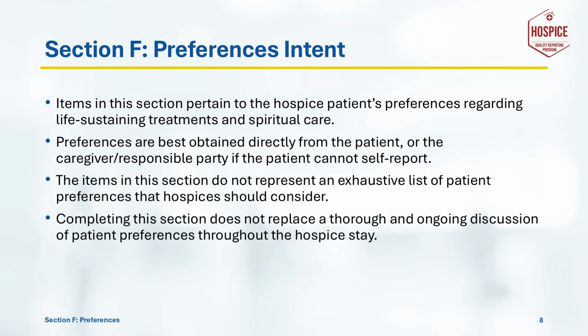The intent of the items in this section pertain to the hospice patient's preferences related to life-sustaining treatments and spiritual care. The best way to learn about these preferences is to elicit them directly from the patient or the caregiver responsible party if the patient is unable to self-report this information. Know that the items in this section don't represent an exhaustive list of patient preferences, so hospices should consider that the patient may have more preferences than these. When completing this section, hospices should understand that this does not replace a thorough and ongoing discussion of the patient's preferences throughout their stay in hospice.